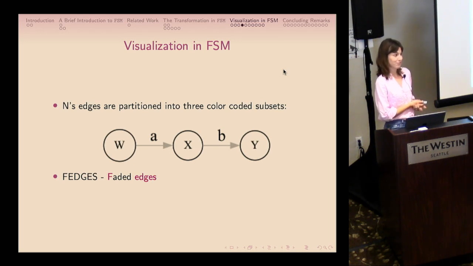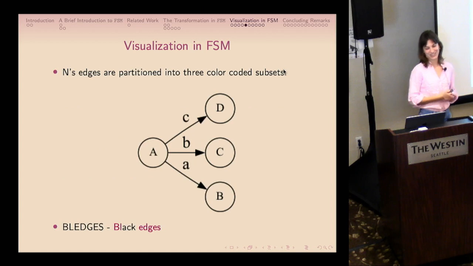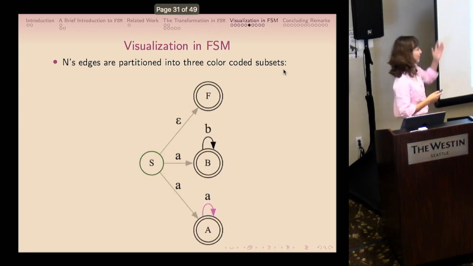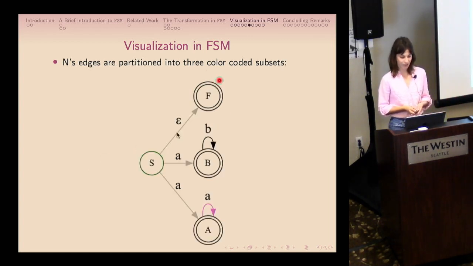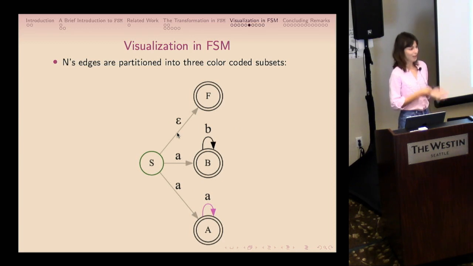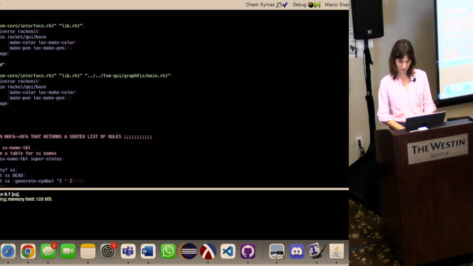And finally, we have bledges. Those are black edges, and they are yet to be used to build an edge of the DFA. So here are them all together in the same machine. So three fedges right here, and a hedge, and a bledge. Now I'm going to show you the visualization tool, and you're going to see everything way more clearly.